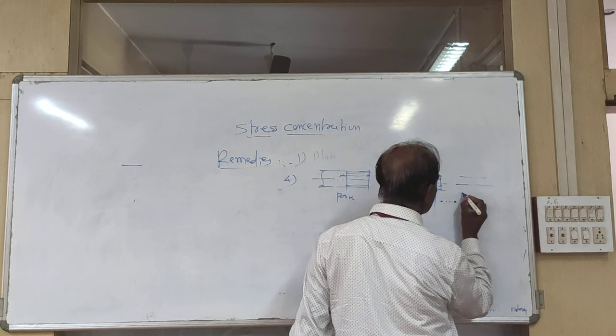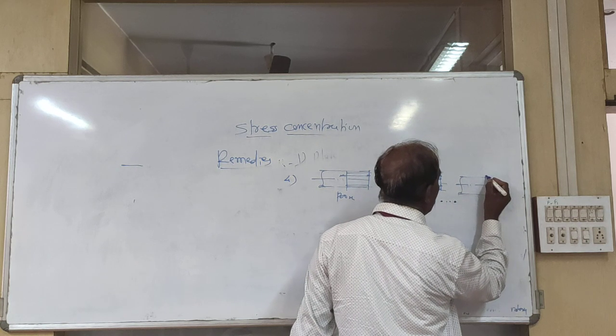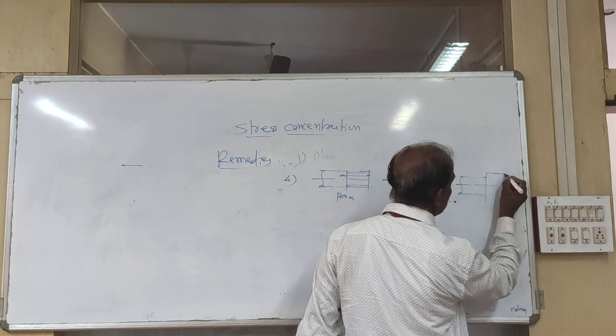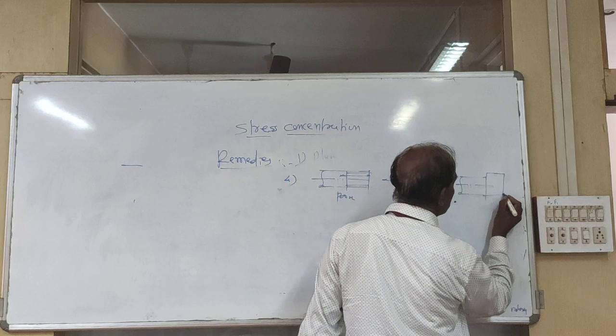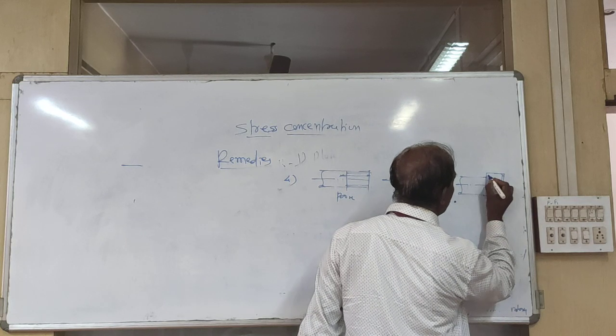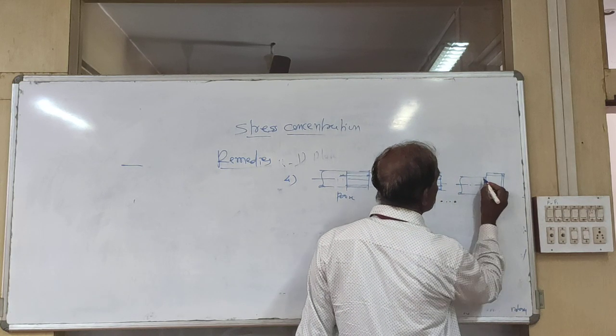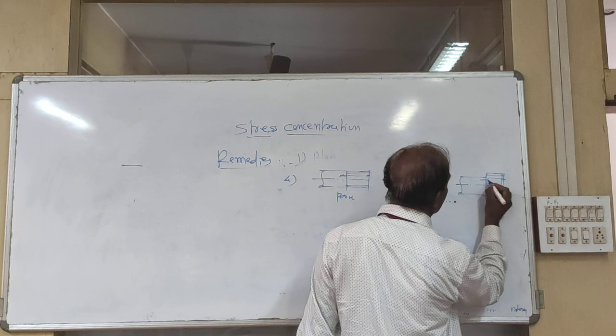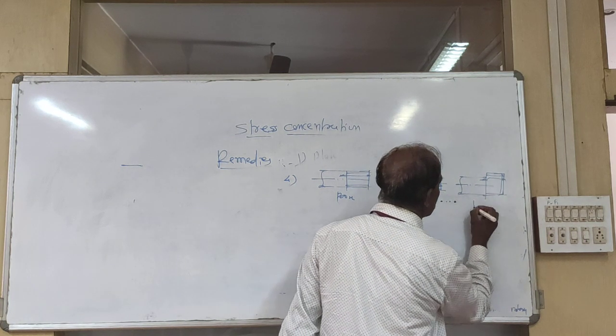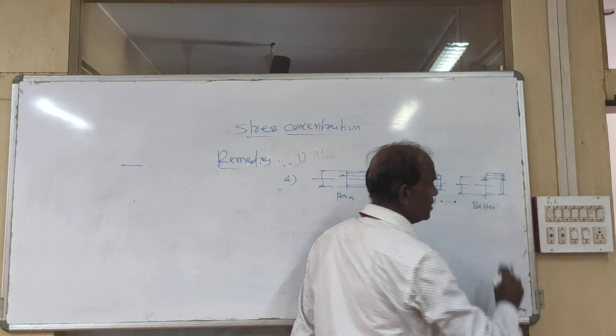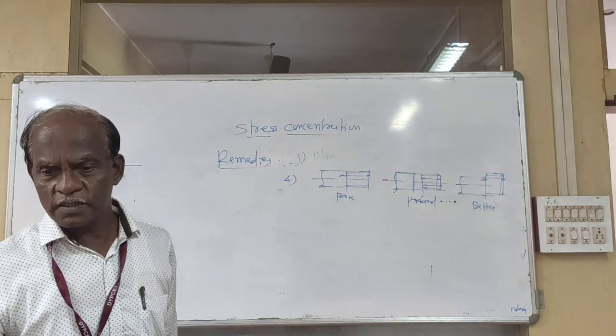Or sometimes we do like this. The same plate, and here it is enlarged, and these are straight lines. So we can shift it towards this one. So this is better. These are some examples by which you can reduce this stress concentration.